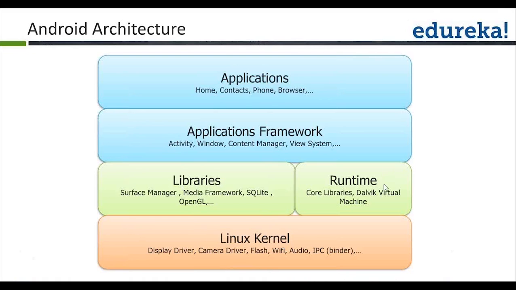Okay, so the runtime that we use in Android is called the Dalvik virtual machine. Many of you must have worked on Java or have at least heard about Java programming. You must know that in Java, the runtime that we use is called the Java virtual machine, also called JVM. In the same way, in Android, the runtime that we have is called the Dalvik runtime.